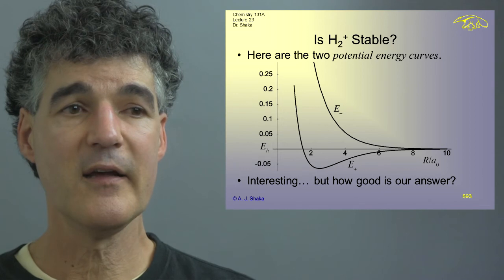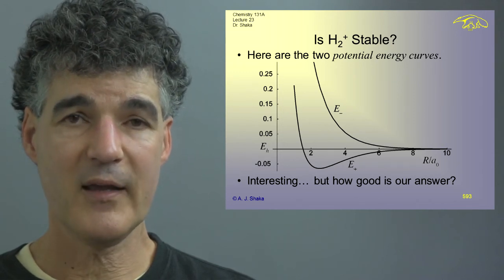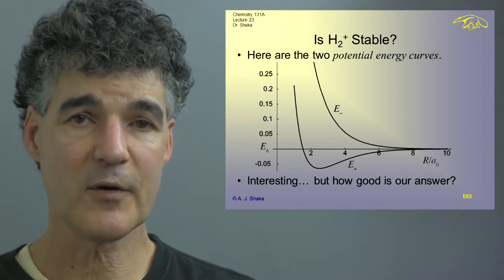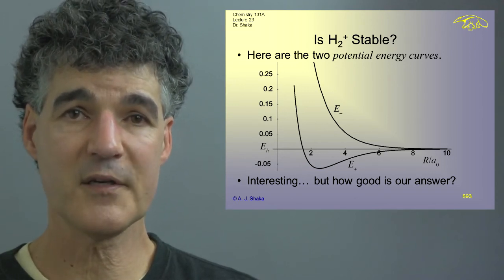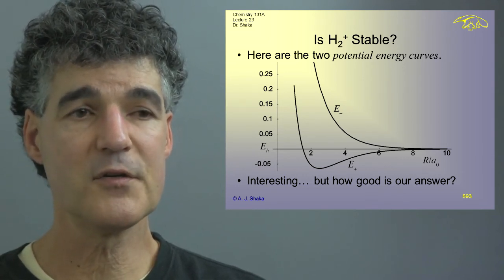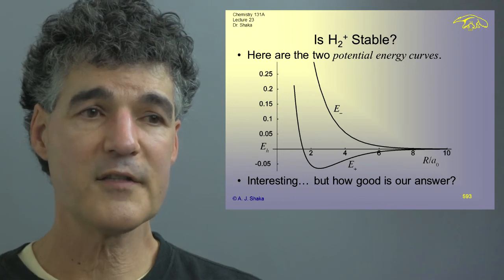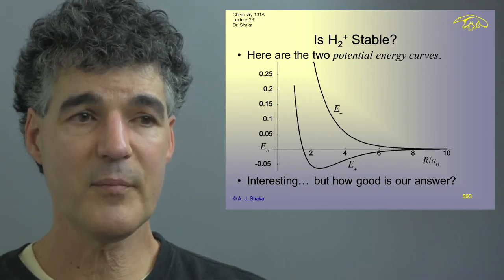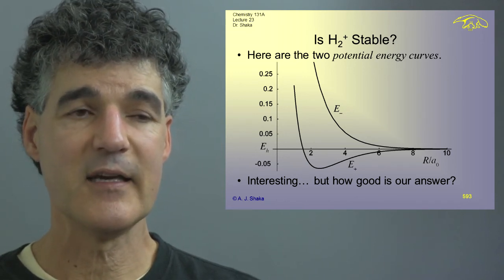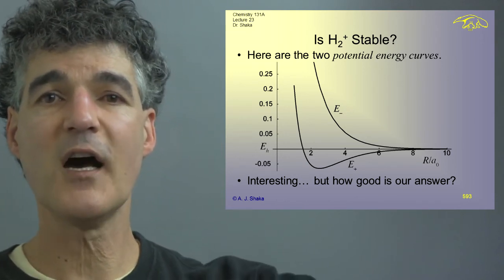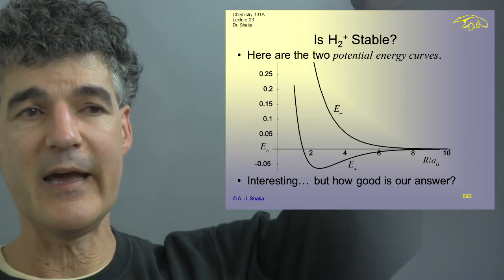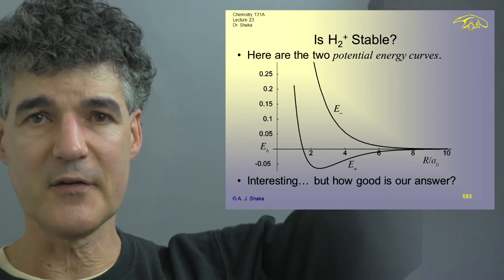And you can see that there's a minimum in the potential energy surface marked E plus, or potential energy curve in this case, because there's only one coordinate, at a little past 2, between 2 and 4, there's a little minimum there about minus 0.05 Hartree. And then E minus is this thing that just goes up and up and up and up, and the closer the nuclei get, the worse E minus is.